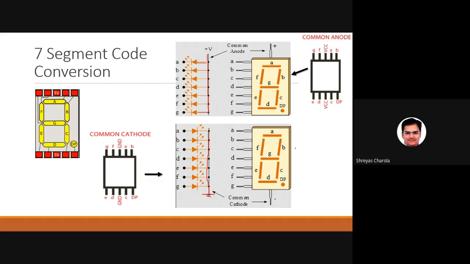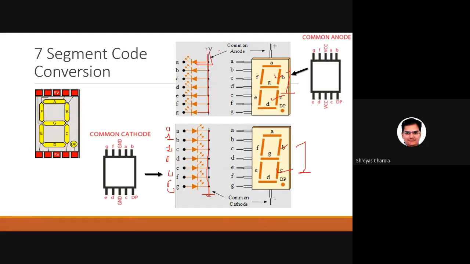Let's suppose I want to display the number 1 on a 7 segment. B and C should be on and the rest of them should be off. So to put it, B and C should be 1 and 1, and the rest of them are 0. With the opposite process over here, again B and C should be on, and the rest of them are off.